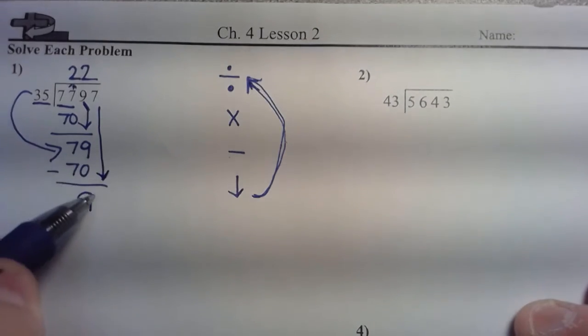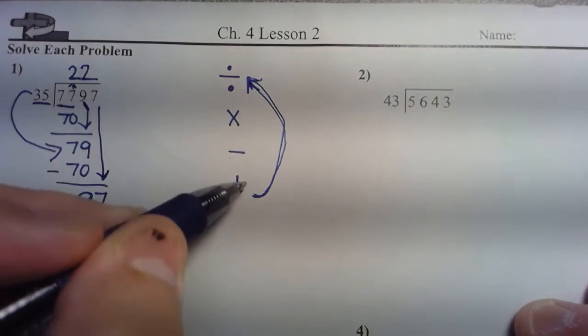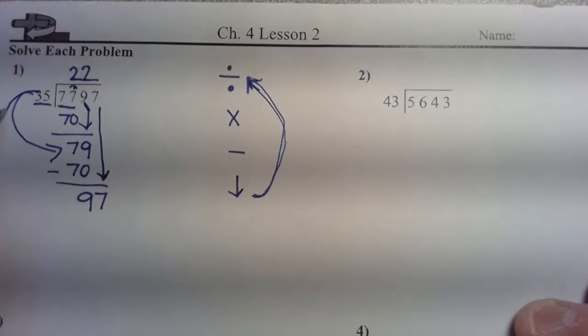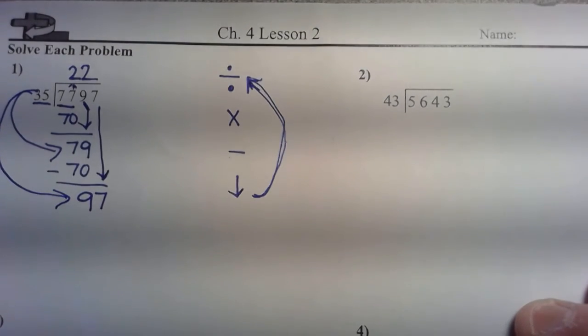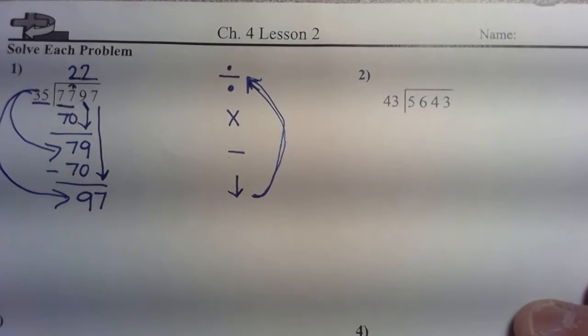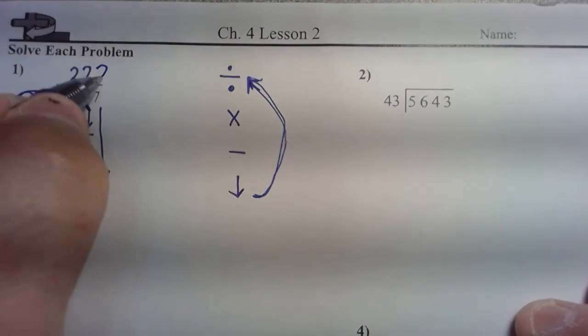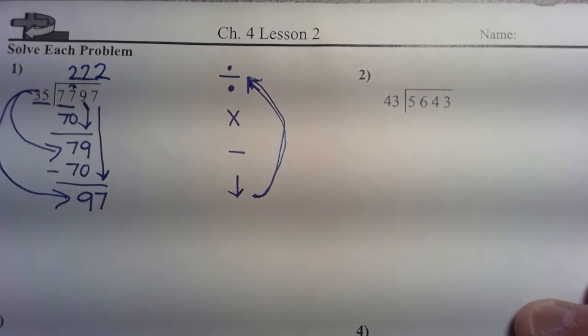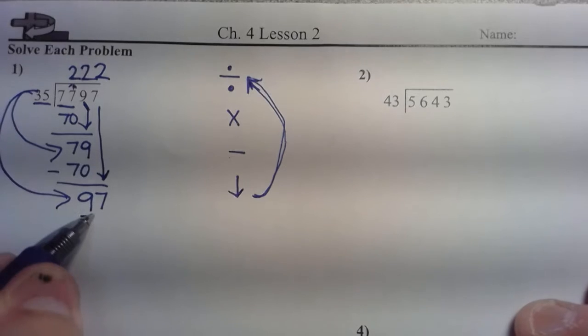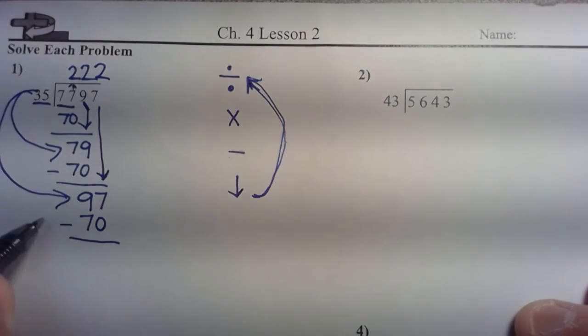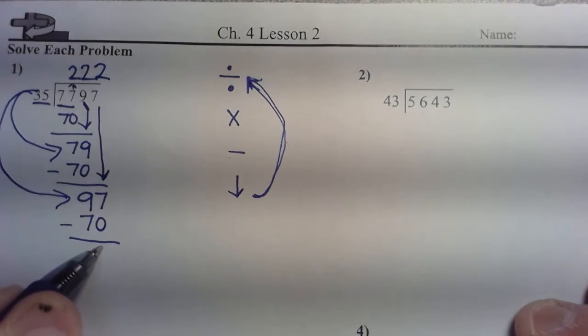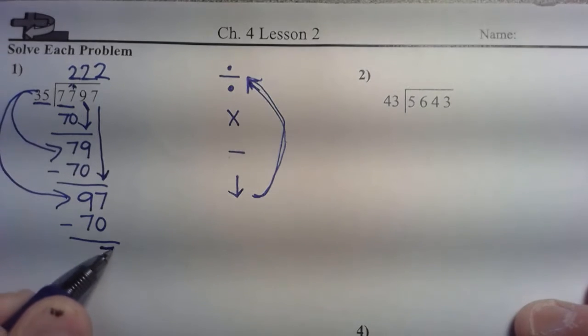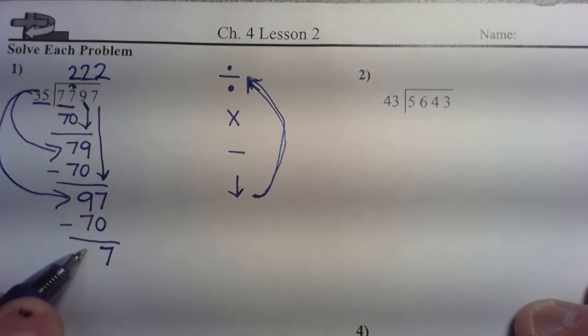Bring down my 7. Now we repeat. Since we brought down, we're going to repeat again. How many times will 35 go into 97? 2. Again, times 3 is too much, so 2. What's 35 times 2? 70 again. When you subtract that, what are you going to get? 7 minus 0 is 7. What's 9 minus 7? 2.